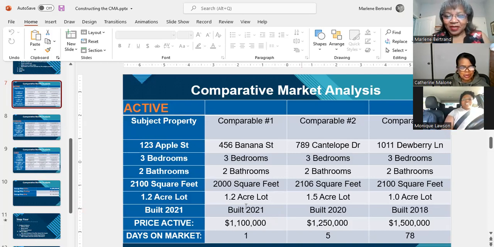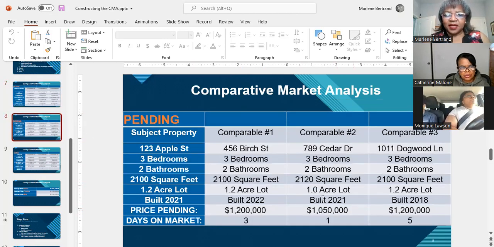But just let me know. So do you understand what we're looking for when we're looking for active and all that? Yeah. Okay, so now let's look into pending.